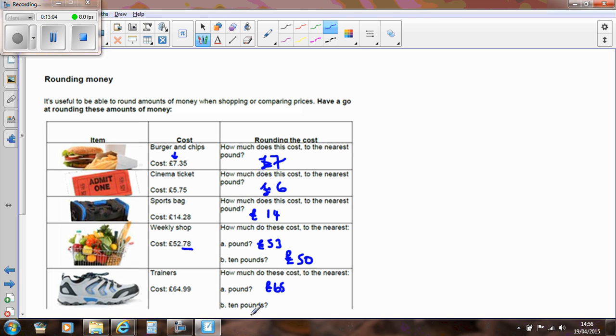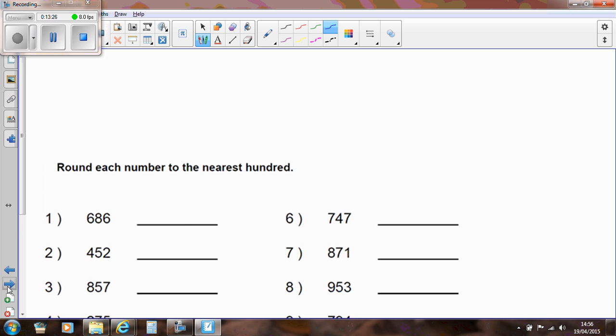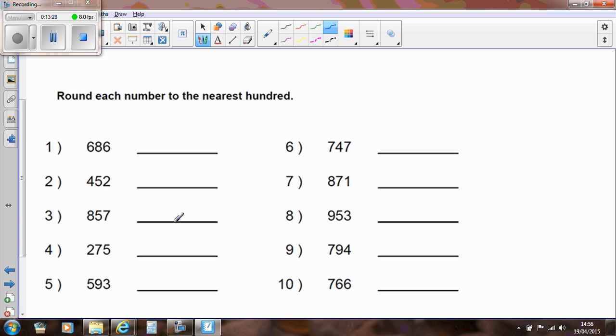And the nearest £10, well, it's between 60 and 70, and it's actually closer to 60. If it was 1 penny more, the answer would be 70, because we'd have 65, and 65 is equally close to 70 and 60. Because although it's equal, we tend to round up. And finally, in fact there's one more after this actually.